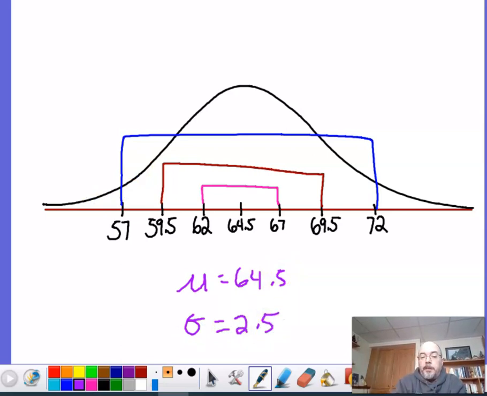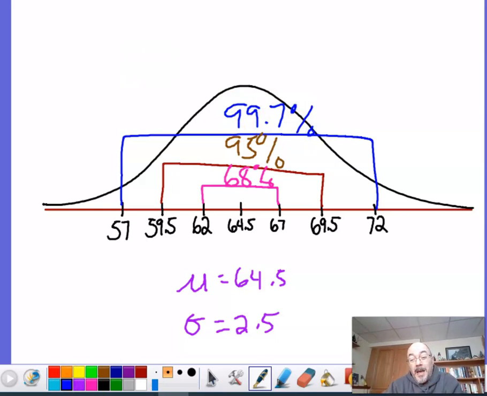If you remember your empirical rule, remember, 1 below to 1 above is 68% of the data. 2 below to 2 above is 95%. And 3 below to 3 above is 99.7%. We're going to be getting back to that big time with the normal curve stuff as we do the second part of chapter 5, or the second part of the book.